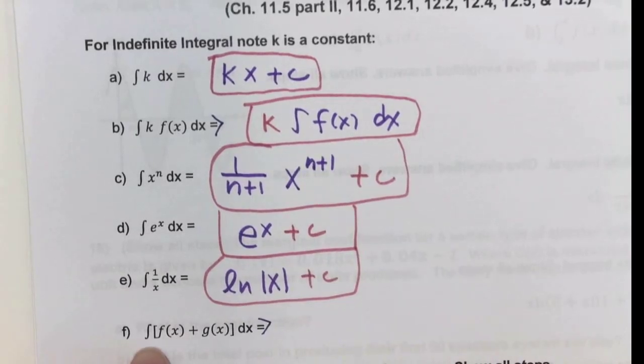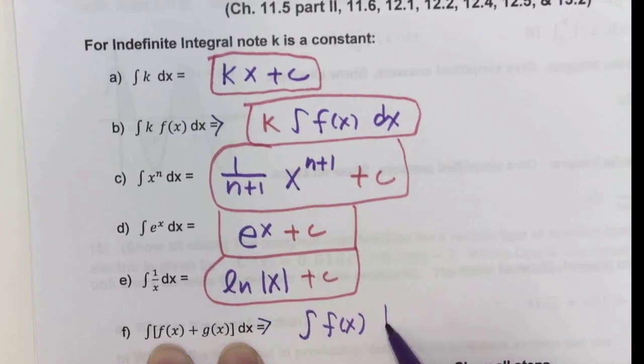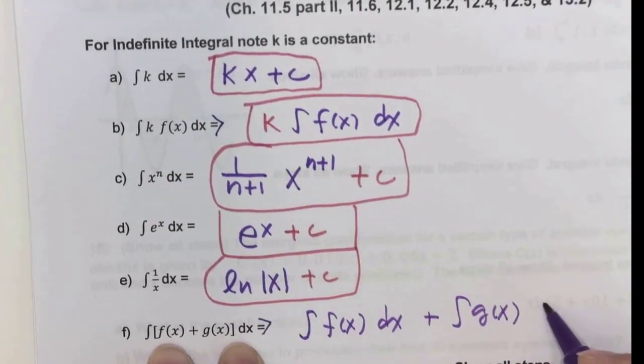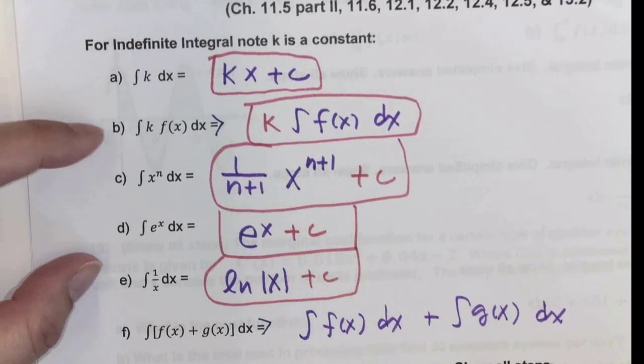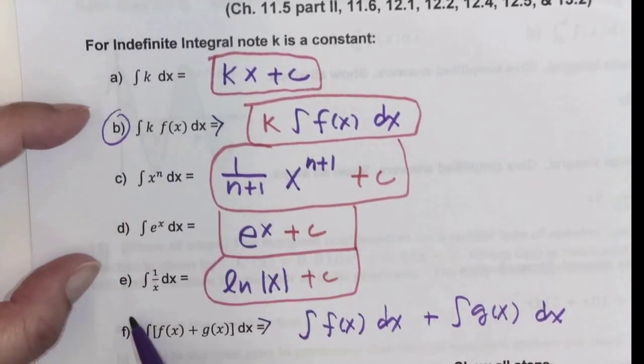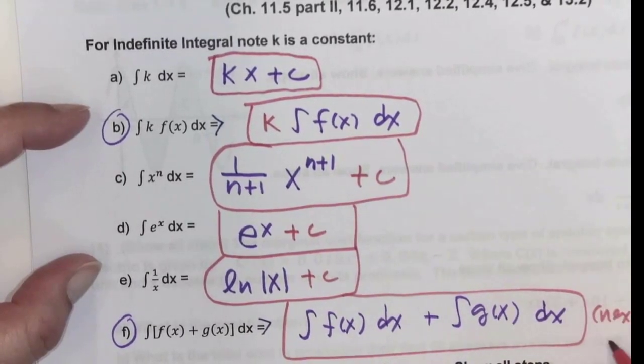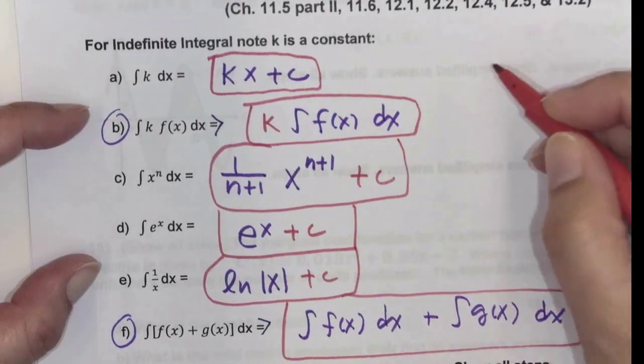Okay, the last one is not really taking the integral, it's just the next step. If you have two functions adding together, we can do what to them? Separate them, so you can take the integral of f of x dx, adding the integral of g of x dx. Okay. B and F are not really taking the integral, it's just showing you what the next step would be. So this is the next step. This is the next step.